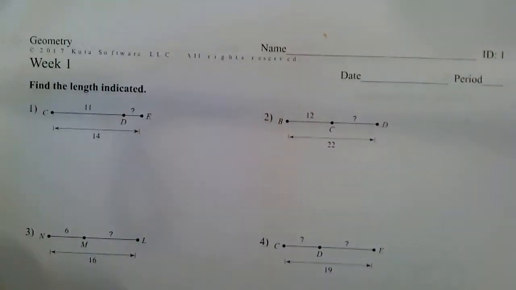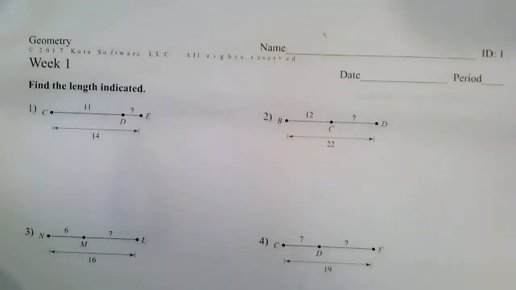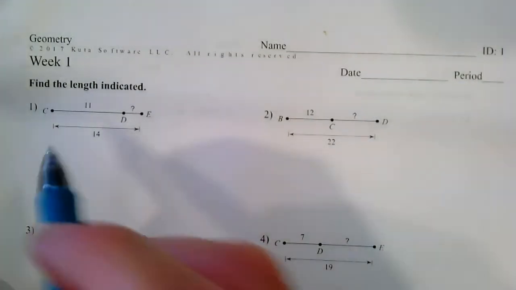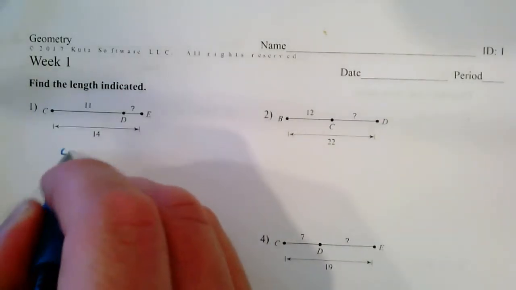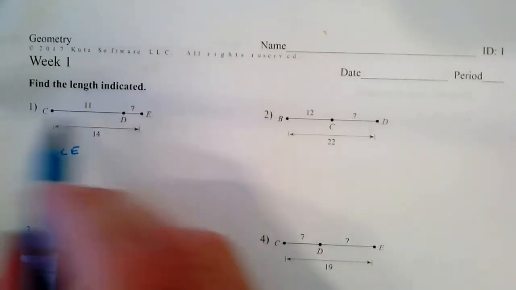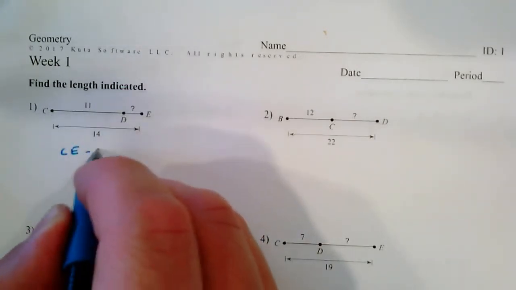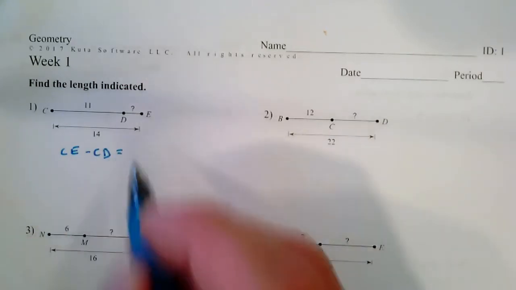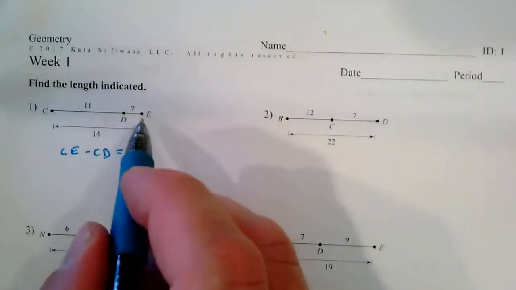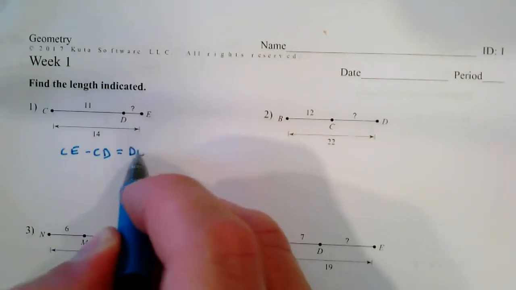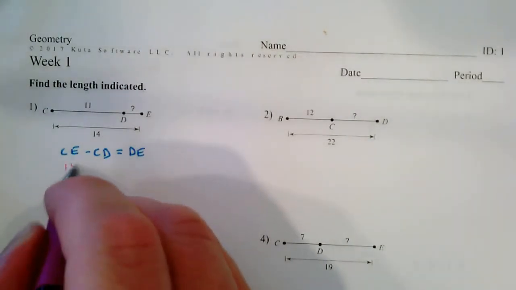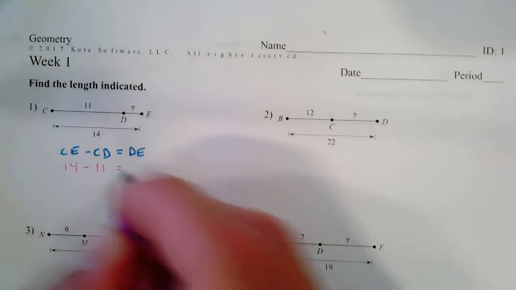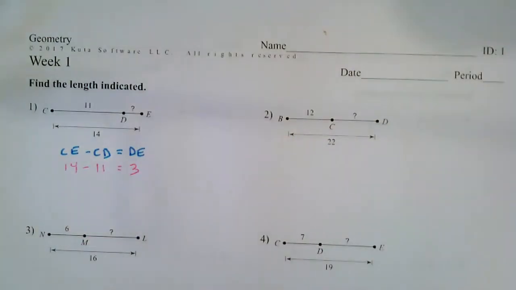All right, let's do some math. We're going to start out with geometry. We're going to be doing some segment addition problems. These are fairly straightforward. Okay, here, you know that the entire segment, CE, minus this little part of the segment, CD, is equal to the length we're trying to find, which is DE. And then we'll just substitute in our numbers. So we have 14 minus 11 equals 3.